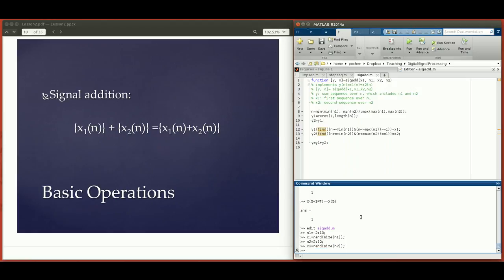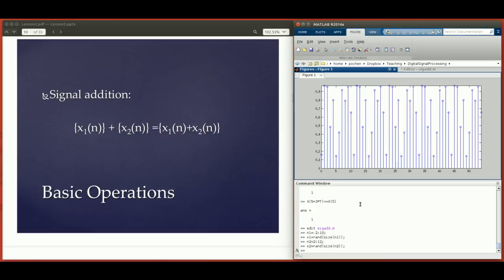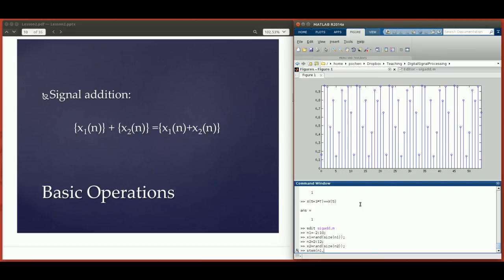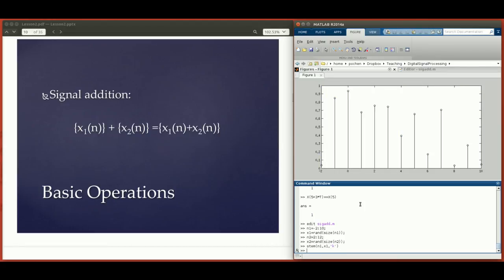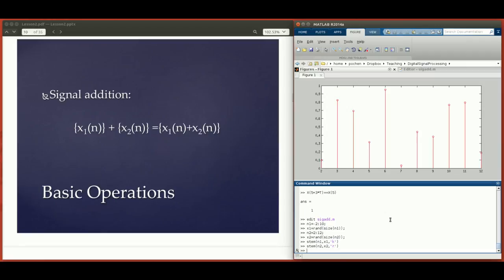Right. So if you want to look at these two sequences separately, we can do a stem of n1, x1, and I'm going to use k. K means black. That's the first signal. And then stem n2, x2. I'm going to use red. R means red. I should have used hold on, so let me repeat with hold on, and then stem n2, x2. This way it's going to plot both sequences together.